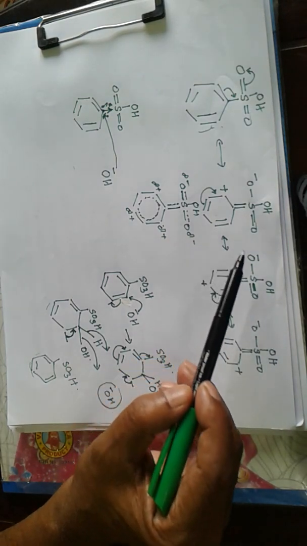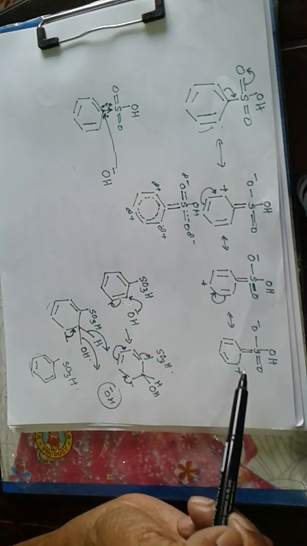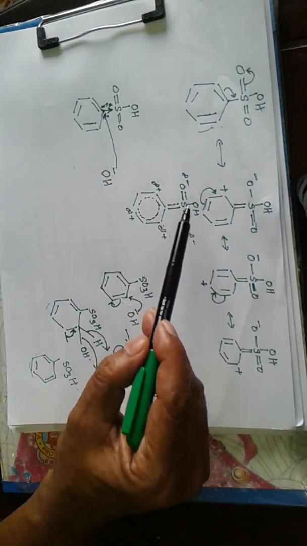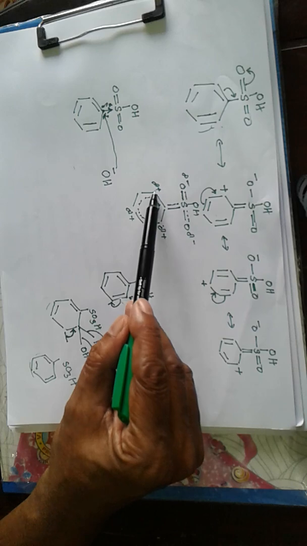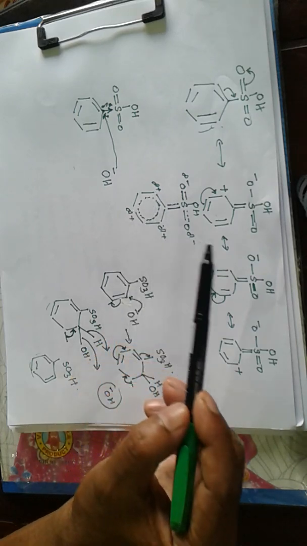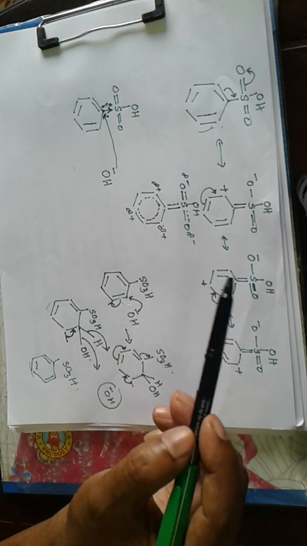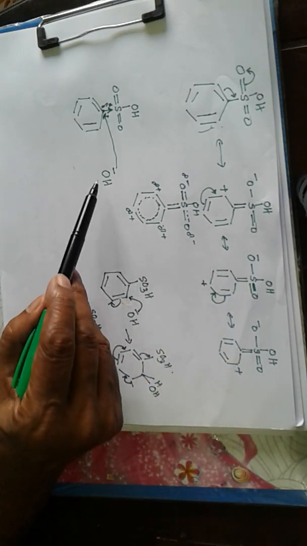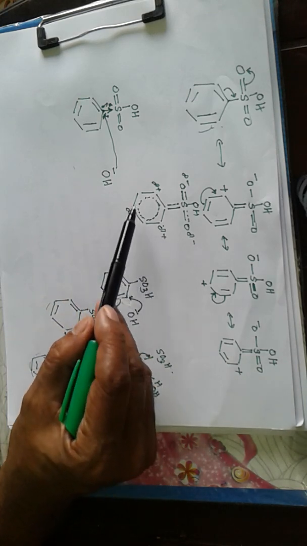Now the speciality of these canonical structures is that the ortho and para positions are occupied by positive charges. The resonance hybrid will have approximately this structure, and the delta positive charges are on the ortho and para positions. Now a nucleophile like OH negative can attack these ortho and para positions.